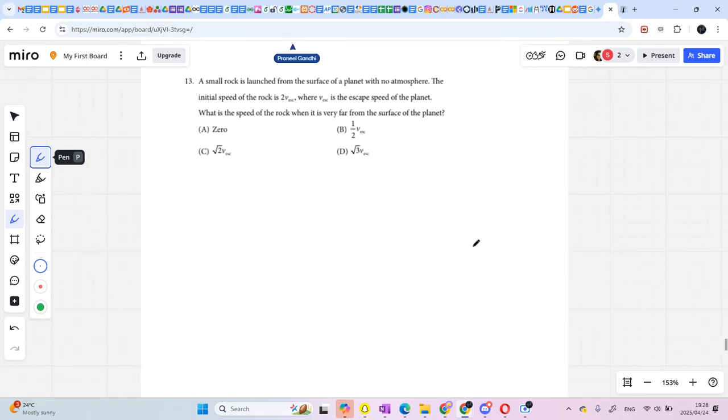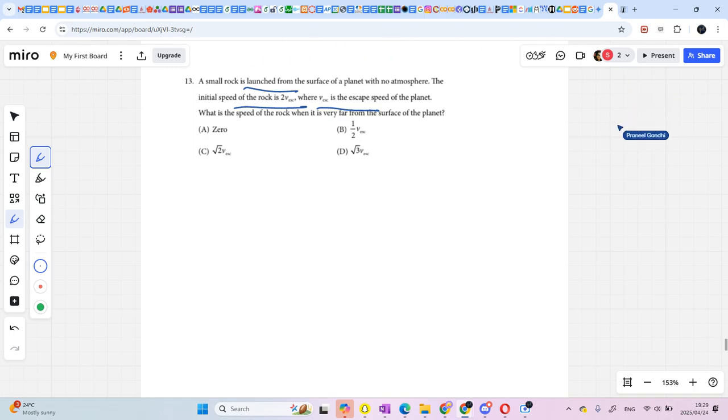Question 13. All right, here we are at the point of gravitation. Gravitation and escape velocity. So a small rock is launched from the surface of a planet with no atmosphere. The initial speed of the rock is 2 v escape, where v escape is the escape speed of the planet. What is the speed of the rock when it's very far from the surface of the planet? So first things first, we want to determine what escape velocity is in terms of a couple of variables and constants, because that's going to help us further down the problem.